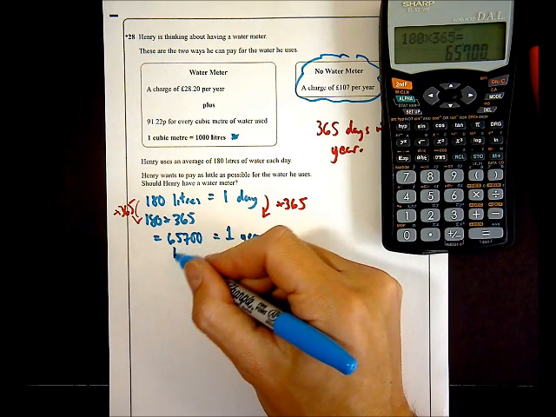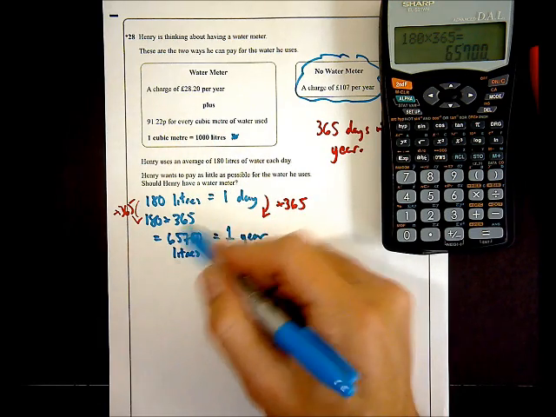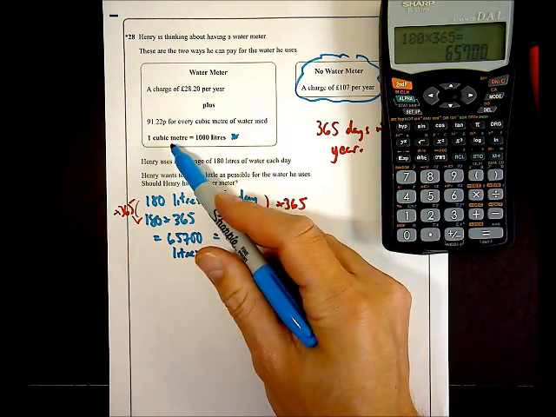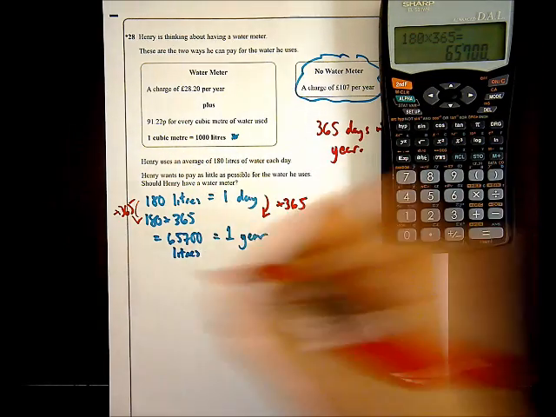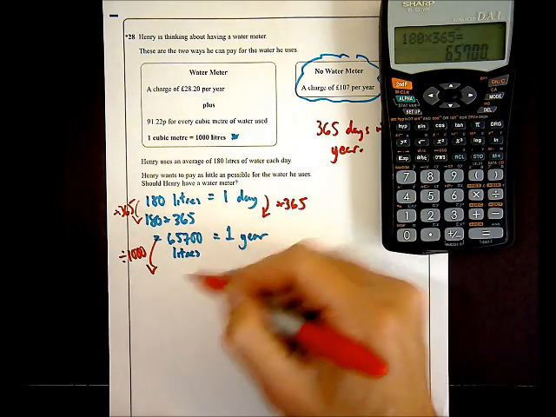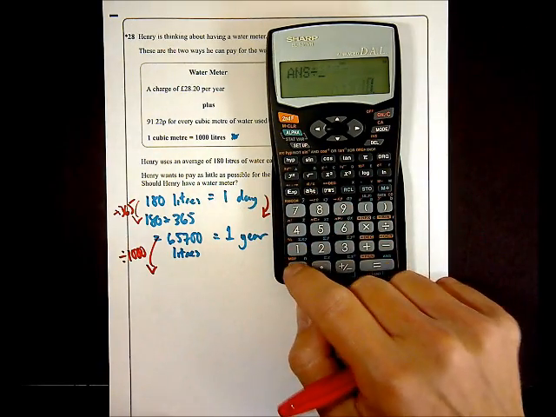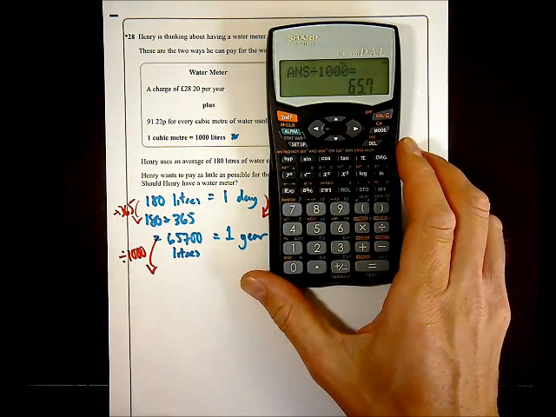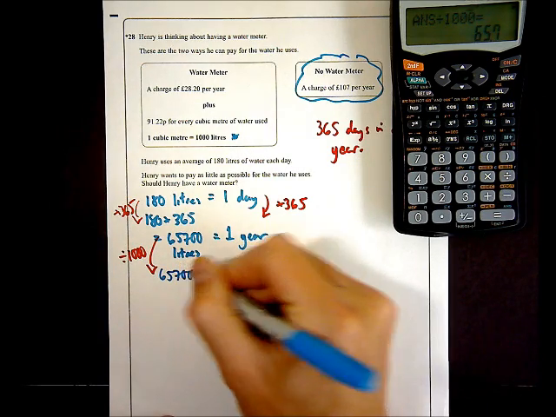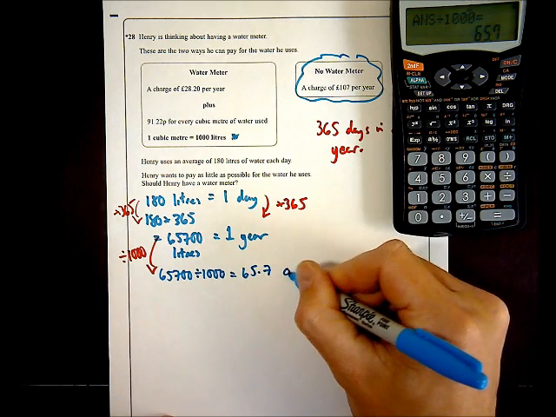So in 1 year, he uses 65,700 litres. Now I know it's 91.22 pence for every cubic metre, so I need to turn this amount, 65,700, into cubic metres. Now I know that 1 cubic metre is 1,000 litres, so if I take this number and divide it by 1,000, that will tell me what this is in cubic metres. So 65,700 divided by 1,000 is 65.7 cubic metres. So I've done 65,700, I've divided it by 1,000, and I've got that he uses 65.7 cubic metres.